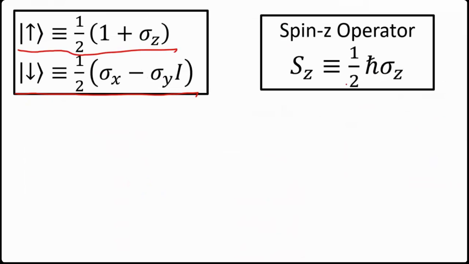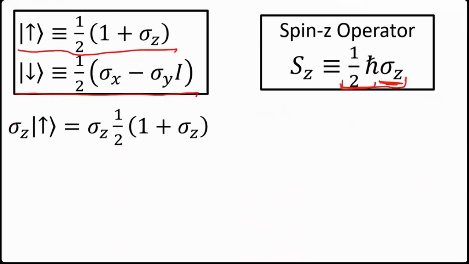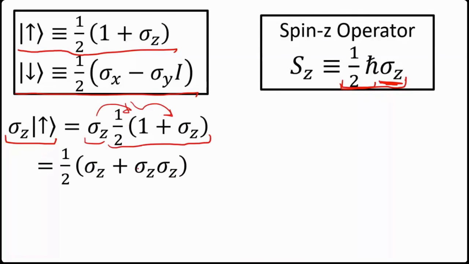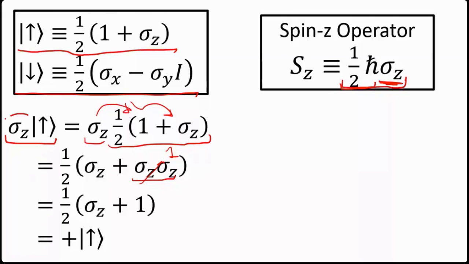If you remember, the spin z operator looks like this. So let's try putting this in. I'm going to ignore the 1/2 h bar, but I'm going to act on these spin states with the sigma z operator and see what happens. So sigma z acting on up gives us this. If we distribute that in, this just becomes 1, which is exactly what we started with. So this acting on spin up just gives us plus spin up. That's what the spin z operator should do.